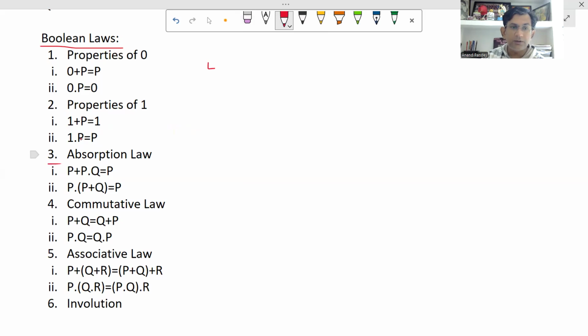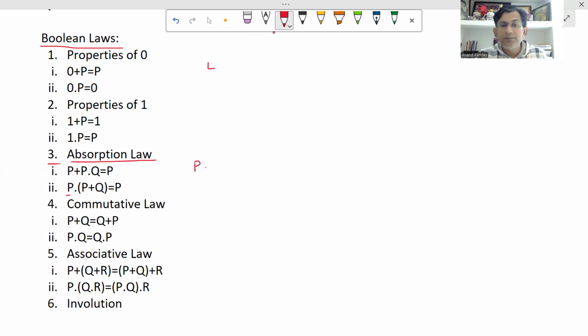Now third is absorption law. Here p plus pq equal to p, or p dot (p plus q) equal to p. The difference is that instead of dot we have plus, and in the second law dot becomes plus. So p plus pq equal to p, or p dot (p plus q) equal to p.